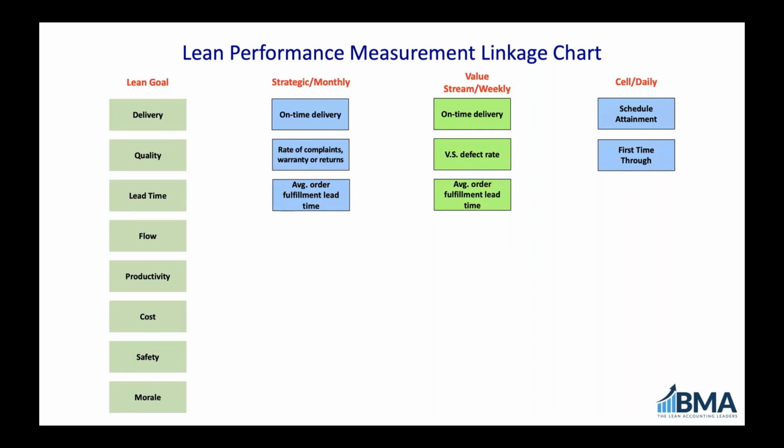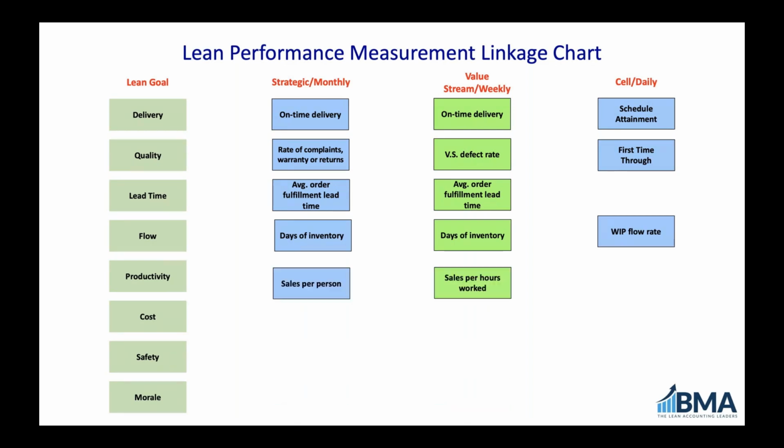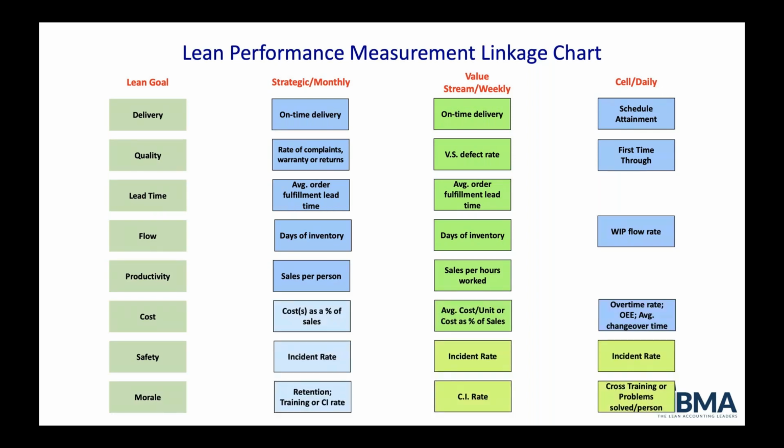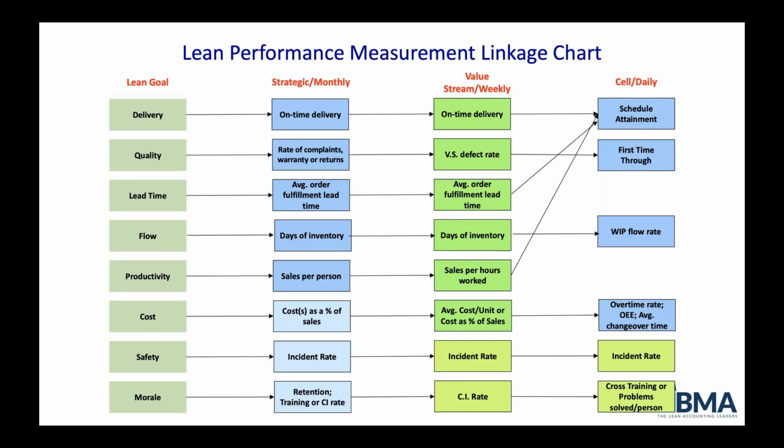Relevant and reliable to each level. They need to be able to use the lean performance measures to understand operating performance, to understand problems and issues. And so the idea of the linkage chart is to be able to link them together.